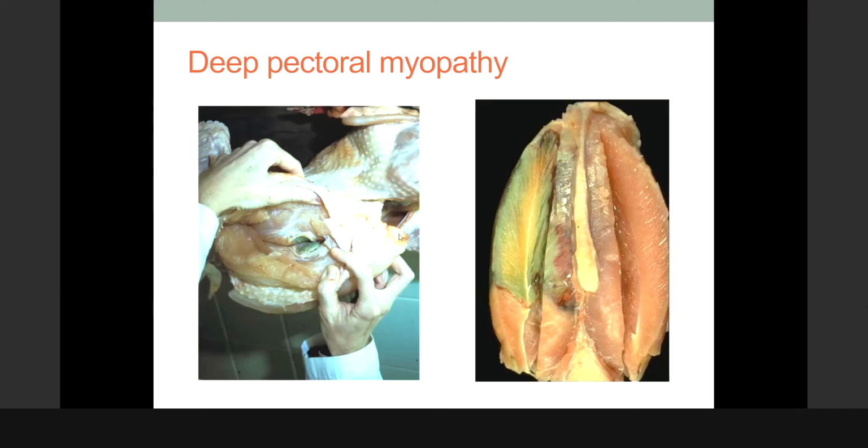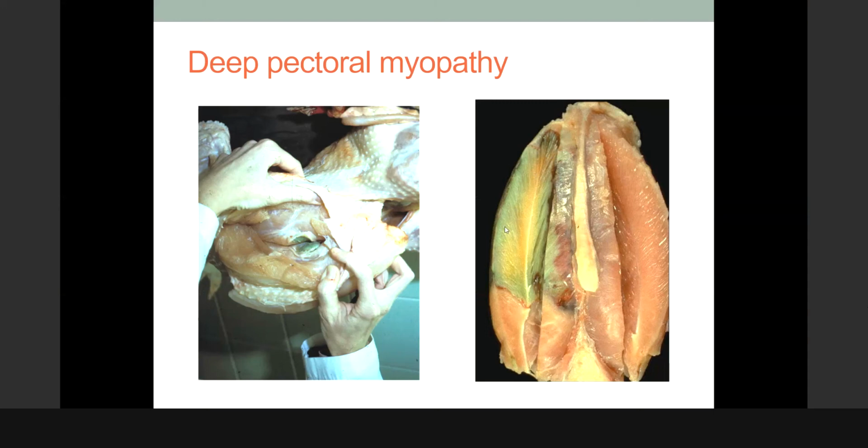So this is what happens if you open the breast muscle at the deep area, you see a greenish discoloration on the deep muscle. So you see here. That's why you call it green muscle disease. Okay? The breast muscle, this is the keel bone. The breast muscle becomes ischemic and then necrotic.